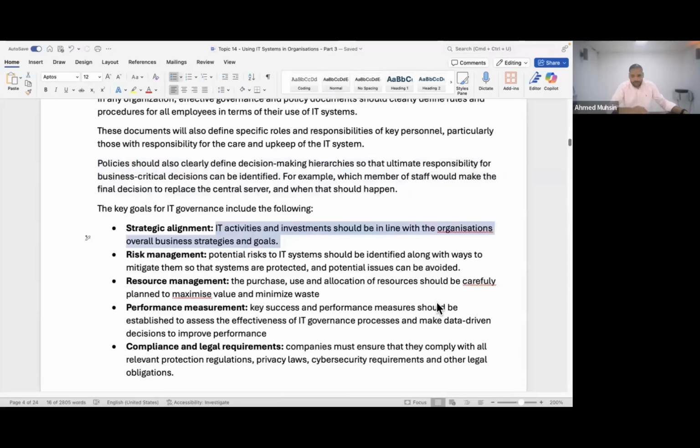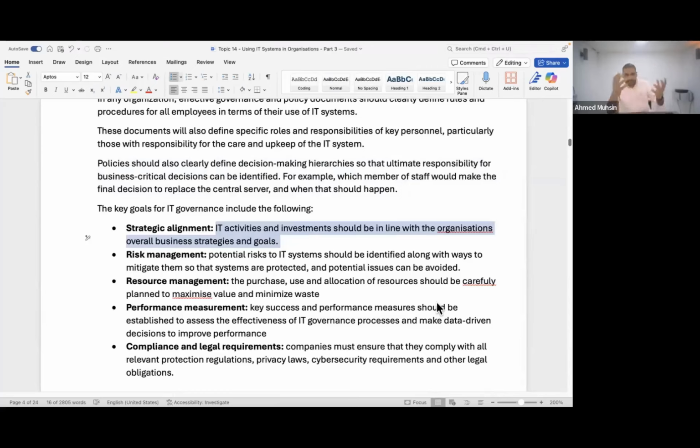IT activities and all IT investments, whatever you're investing in IT, you want new machines, new systems, all that should be in line with the organization's overall business strategies and goals. Basically, what they're saying is your IT systems, your IT equipment should support the business in achieving their goals. Very simple. Everyone okay with this?